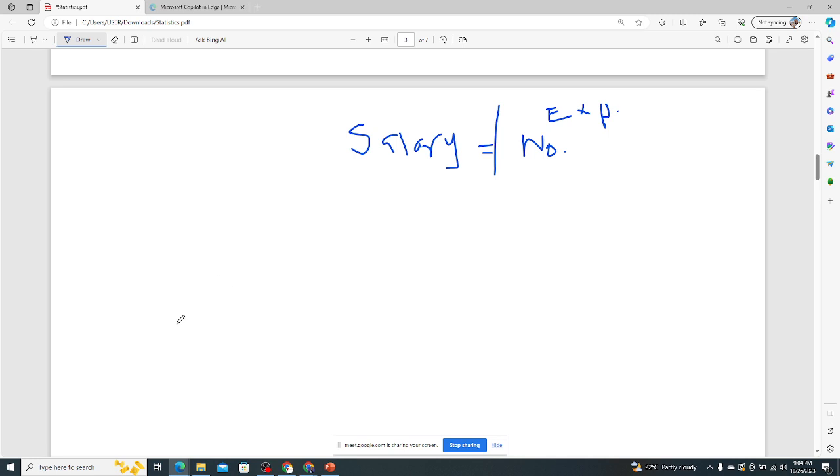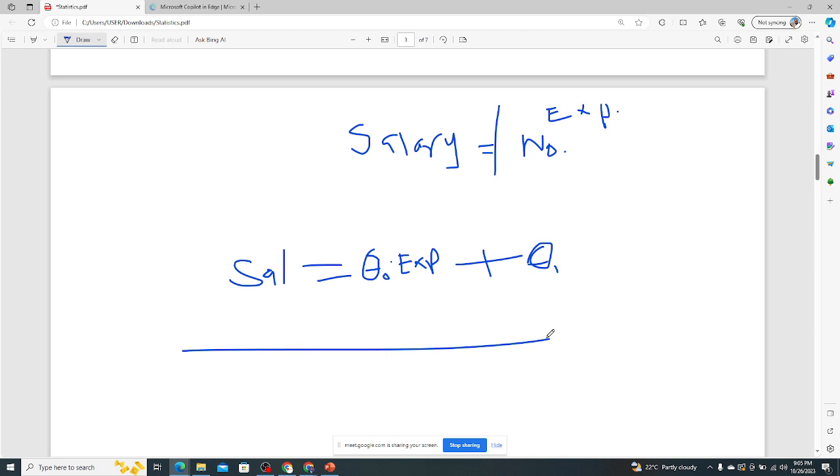Okay, so in this case, we might say salary will now be determined by a constant, let's say theta naught, multiplied by experience in years, plus maybe theta 1 as another constant, as our y-intercept.